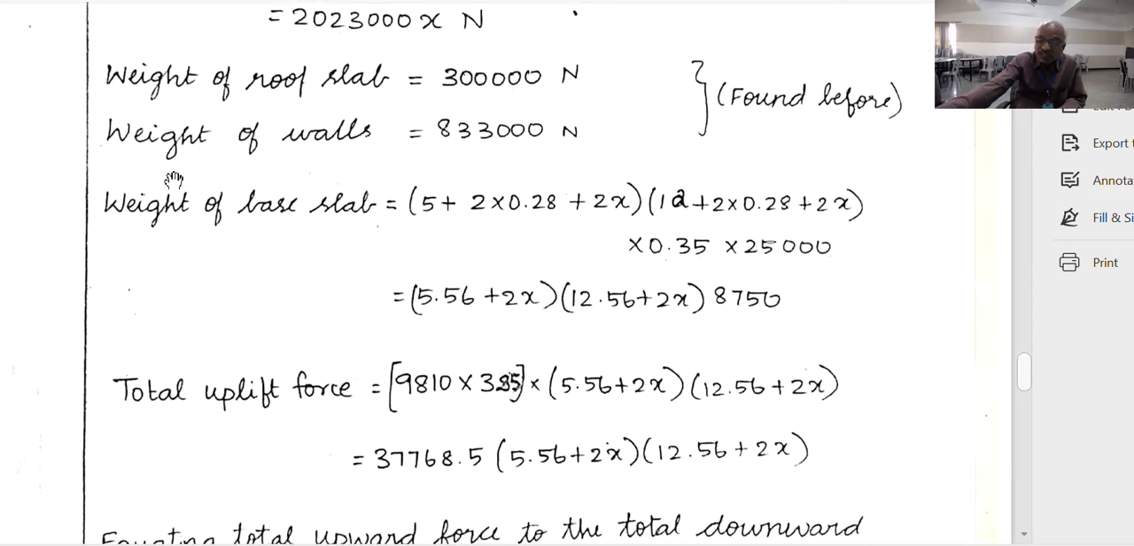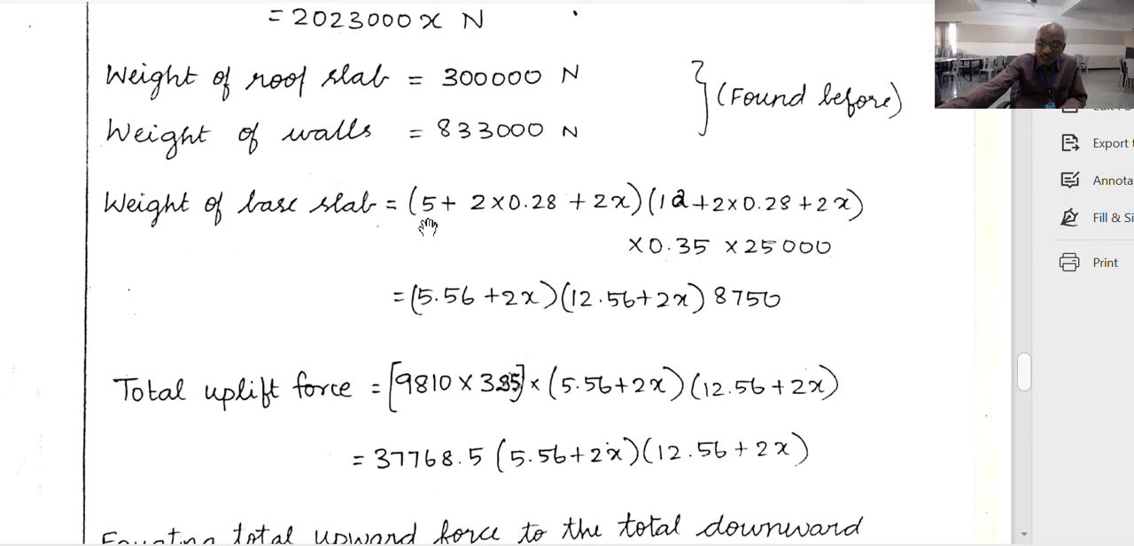Now we have to find out what is the projection that is needed. Weight of roof slab already we have calculated. Weight of walls already we have calculated. Weight of base slab including the projection, that is 5 plus 2 into 0.28, 2 times the thickness, plus 2 times the projection, 2 into x, that is on one side. This is one dimension: 5 plus 2 times wall thickness plus 2 times projection. On the other side, 12 meters plus 2 into wall thickness plus 2 into the projection.